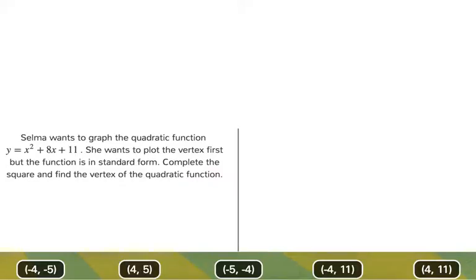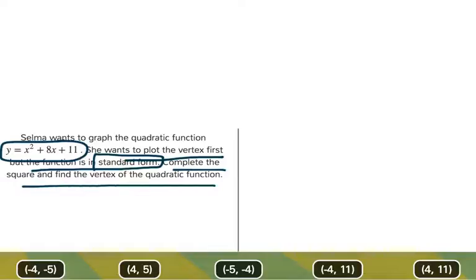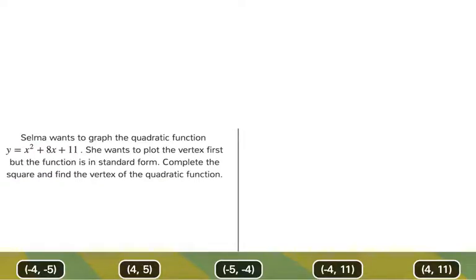Alright, in this question, Selma wants to graph the quadratic function y equals x squared plus 8x plus 11. She wants to plot the vertex first, but the function is in standard form, which is a bit of a problem. It says to complete the square and find the vertex of the quadratic function. Although you could complete the square like the question is asking, we're going to use a slightly easier method here, and we're going to use a formula that can help us find the vertex a little simpler.